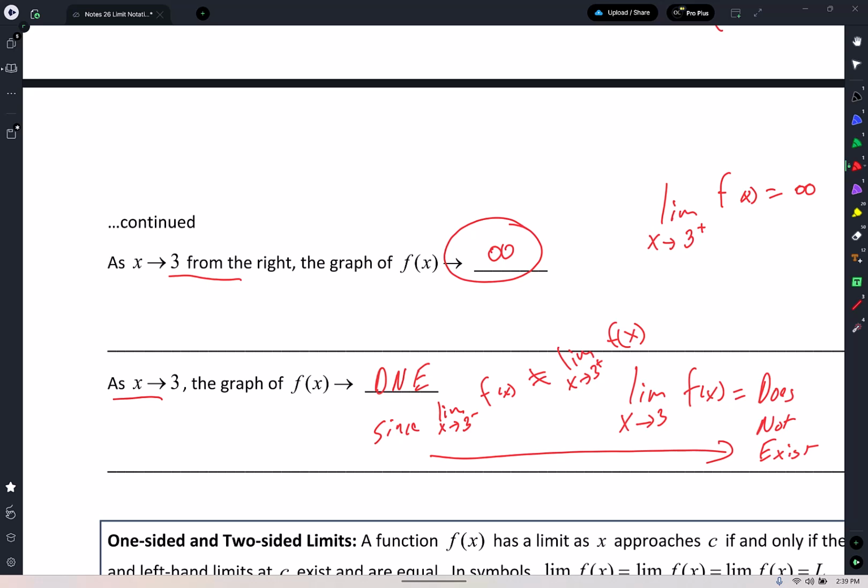Since the limit as x approaches 3 from the left of f of x does not equal the limit as x approaches 3 from the right of f of x, they're not the same, so the limit does not exist.